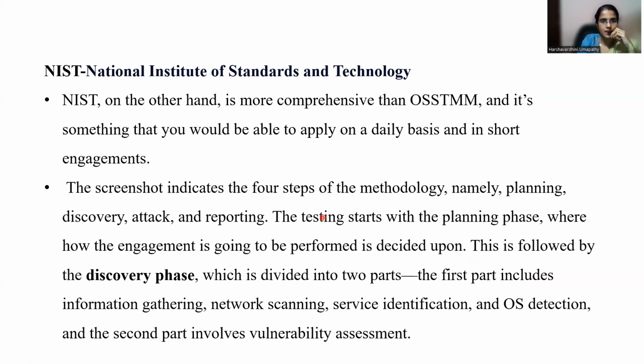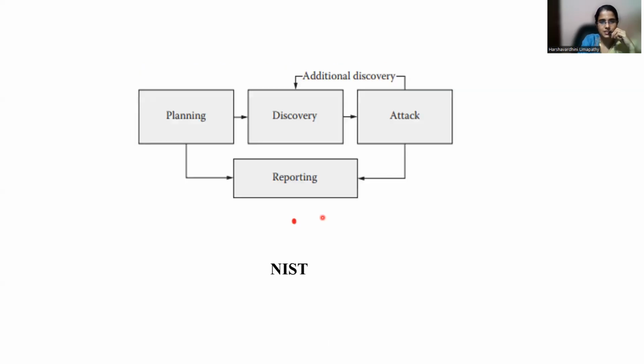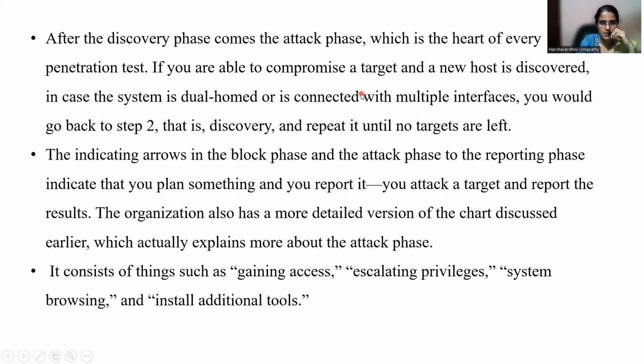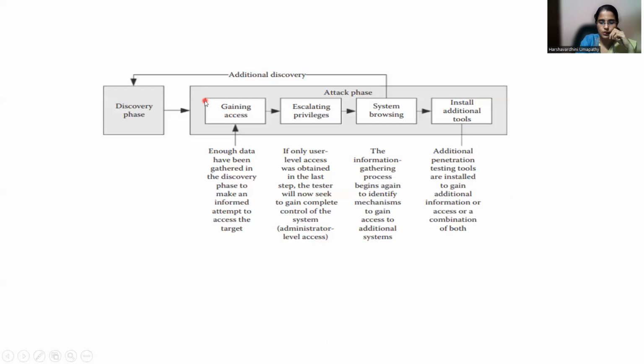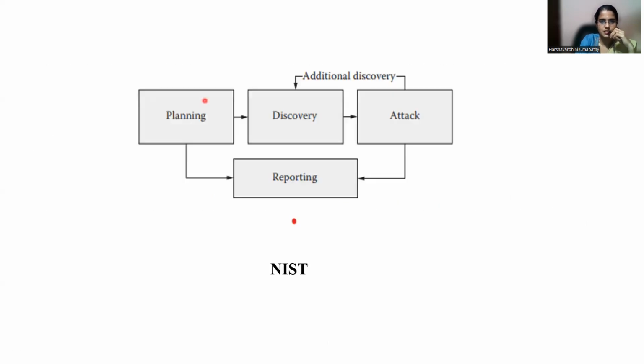Next one is NIST. NIST refers to the National Institute of Standards and Technology. This NIST is divided into two main things. One is the first phase, which is the discovery phase, and the second one is the attack phase. Before going on to that, NIST works on four main phases. One is planning, second is discovery, third is attack, and fourth is reporting.